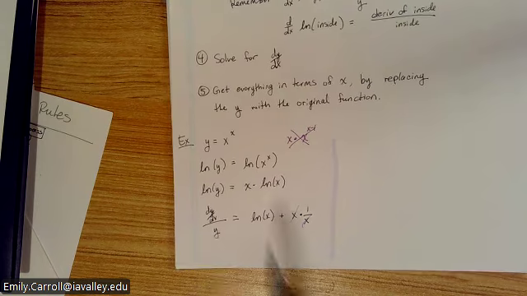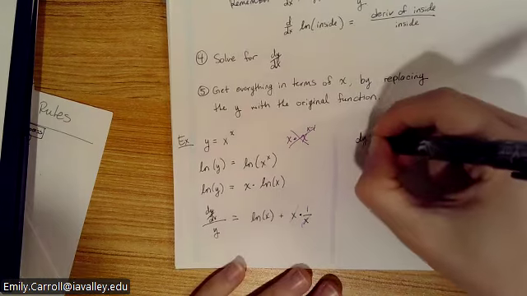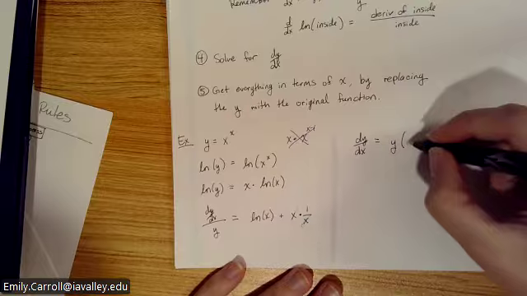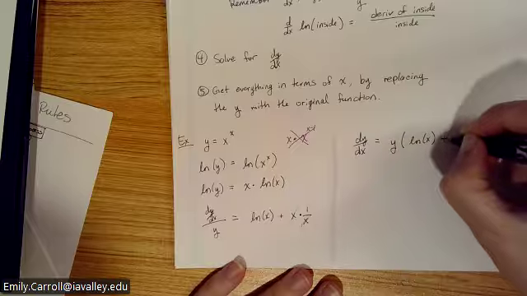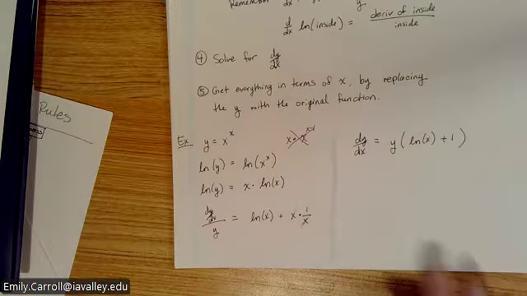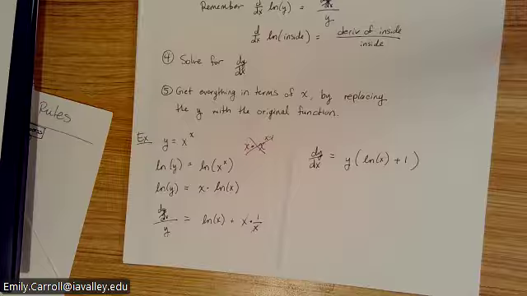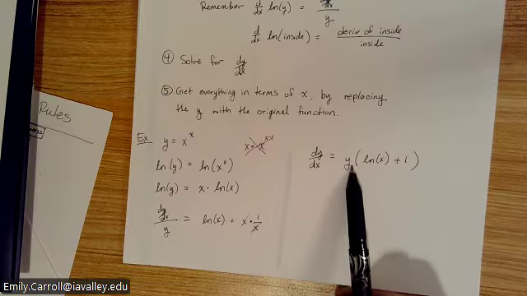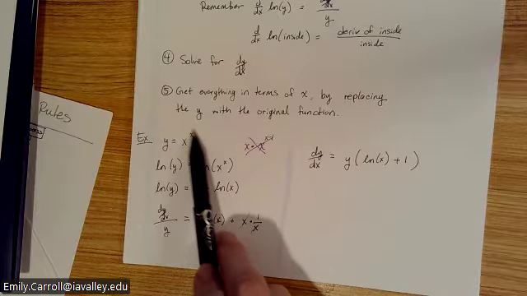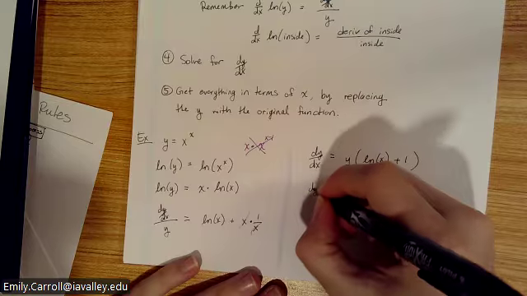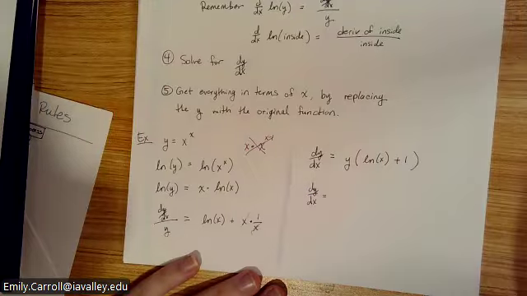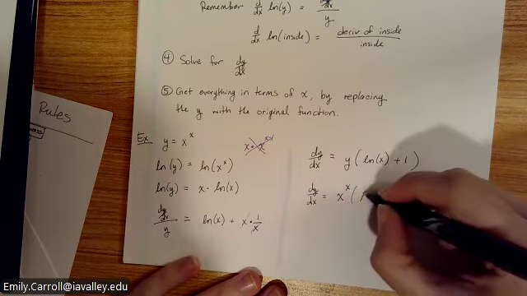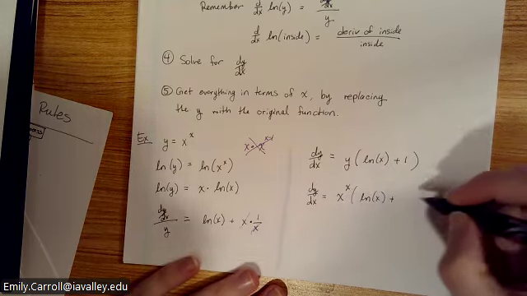Multiplying the y over to the right side, I'll have dy dx equals y times ln of x plus 1. And then the last thing to do is take that y and substitute back x to the x. So dy dx equals x to the x times ln of x plus 1.